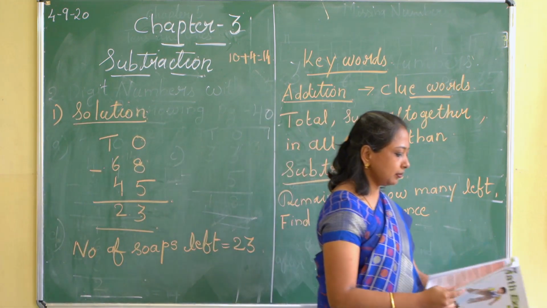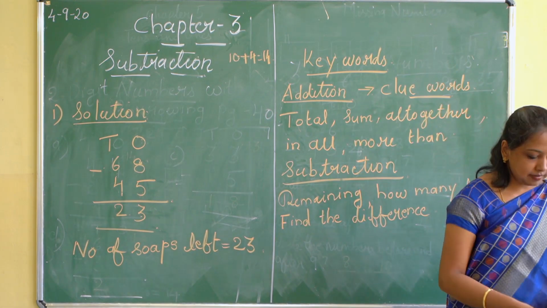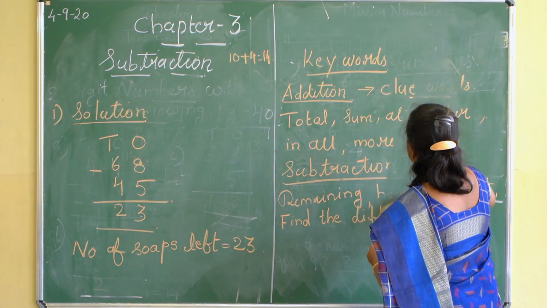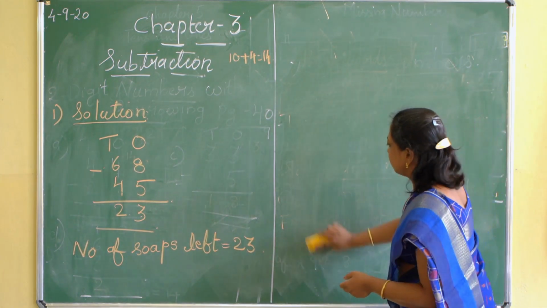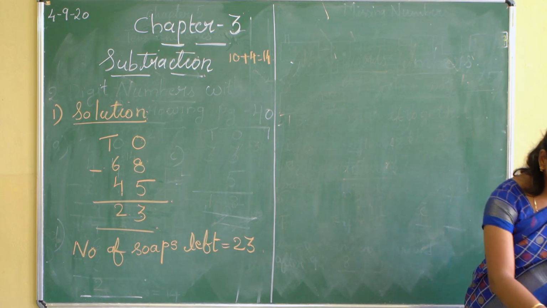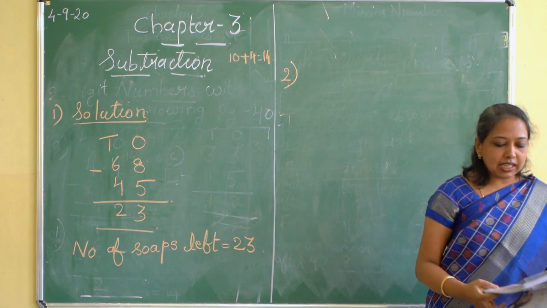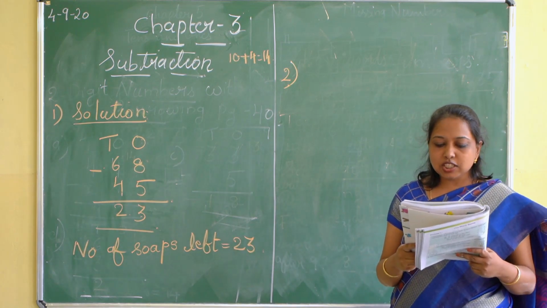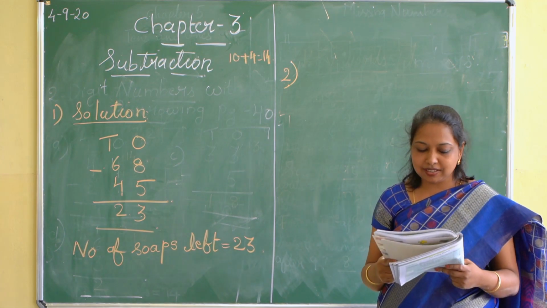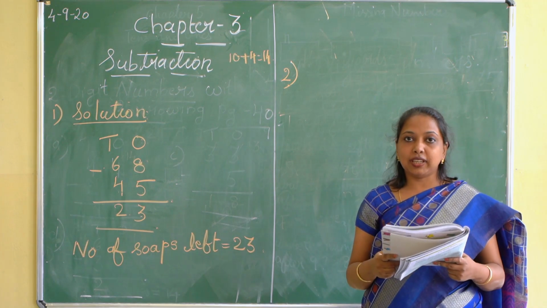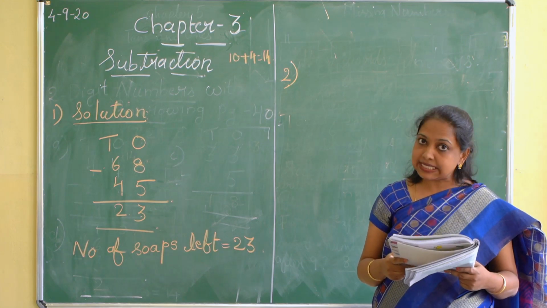Okay, children. Let's solve the second question. I will read the second question. A seller had 75 stickers. He sold 45. How many stickers are left? Did you find the keyword in this question? Yes, how many are left? Okay, and how many numbers are there? 75 and 45. First of all, you have to write the statements.